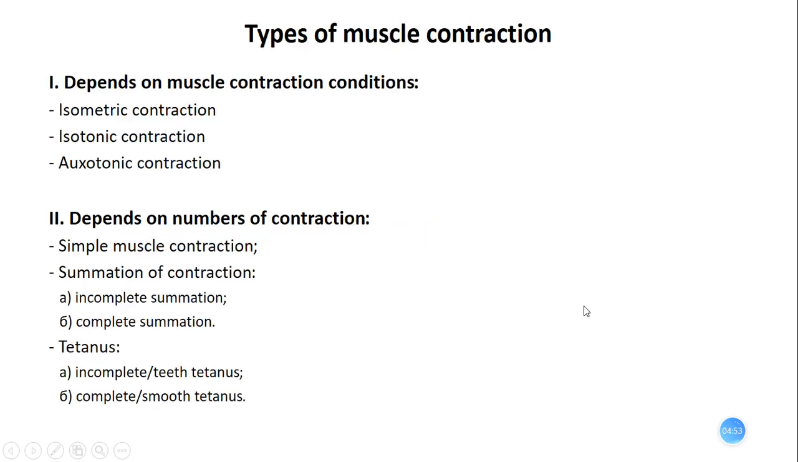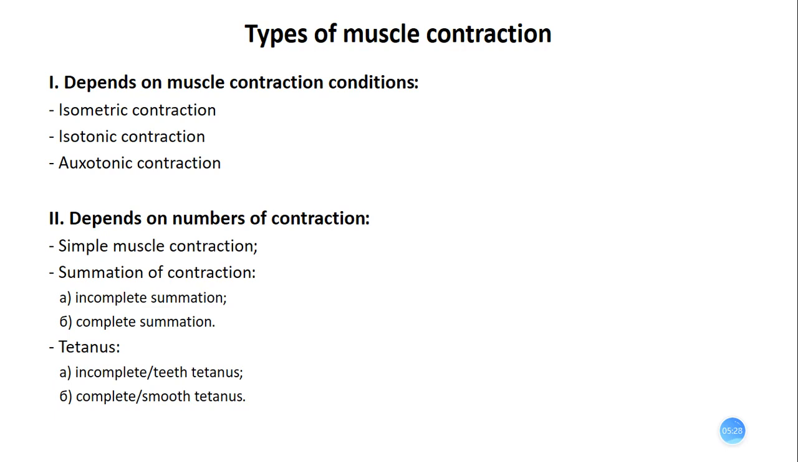And then we have different types of muscle contraction: isometric contraction, then we have isotonic, then we have auxotonic contractions. And you know, isometric contraction is a type of muscular contraction in which the length of muscle fibers always remains the same, and the tension of the muscle is changed, and usually is increased.